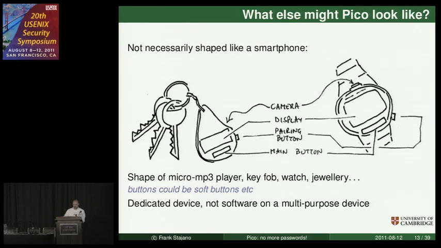The buttons could be soft buttons like you have in the micro MP3 player, whatever. This is not relevant. It's important to say that in the ideal incarnation, the Pico is not software on a multi-purpose device. It is a dedicated device that does nothing else. Because if it's something that holds all your authentication credentials, you don't want to open up a much bigger attack surface by just making it a piece of software on something else that has all the holes that have been described in the technical session for the past 3 days.